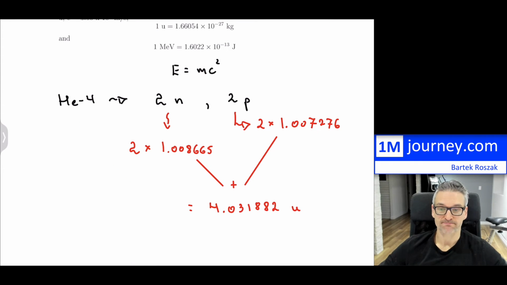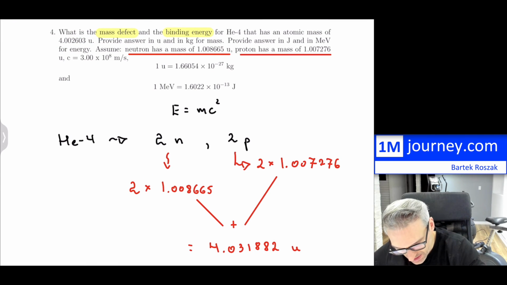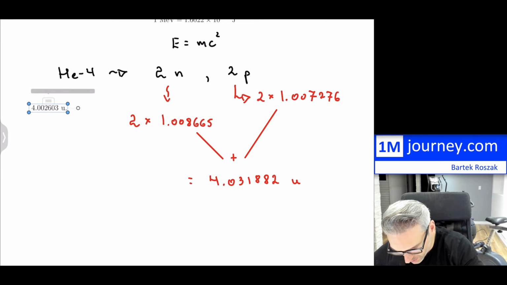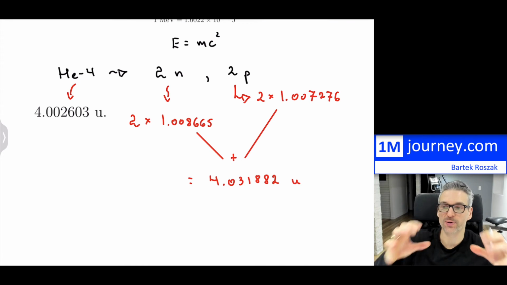So there we have it. All right, so that is what the mass right there is provided. Now, notice the atomic mass. I'm going to copy this and paste it back in here, making it a little bit different. So that is the atomic mass of the helium-4 when it's all put together.